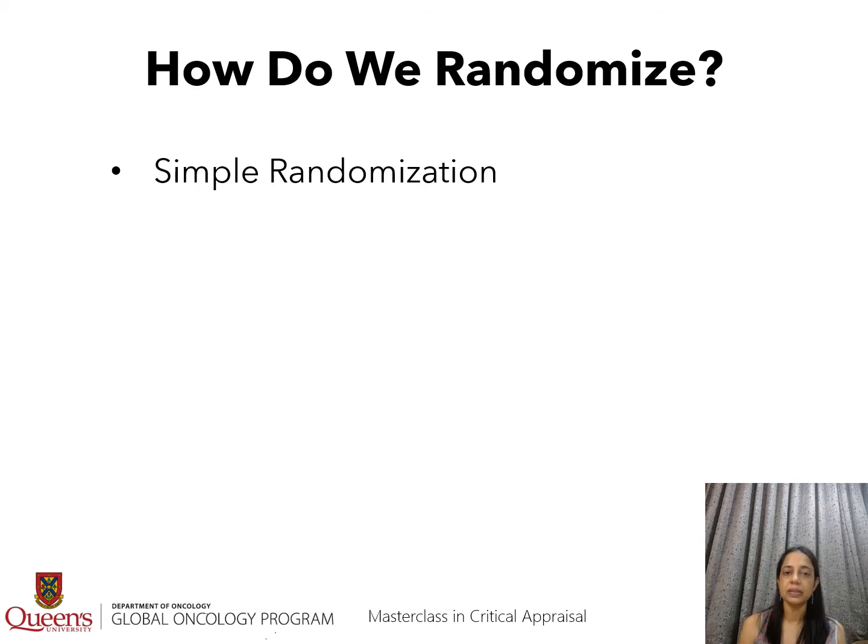So how do we randomize? The easiest way to randomize is what we call simple randomization, which is done by tossing a coin or by using a table of random numbers. However, these techniques could still result in some imbalances between groups, particularly if the sample size is small.